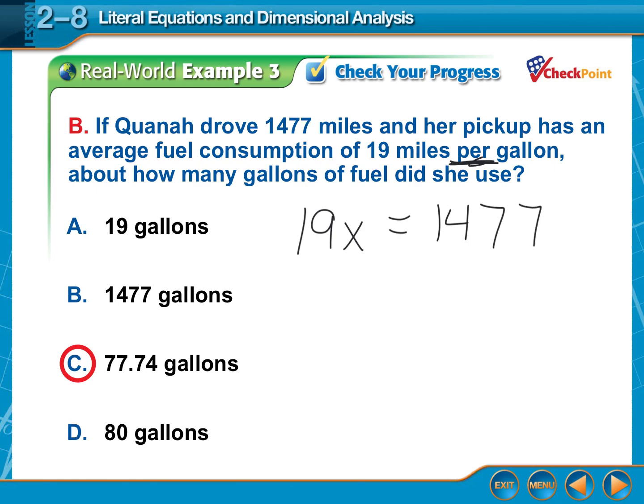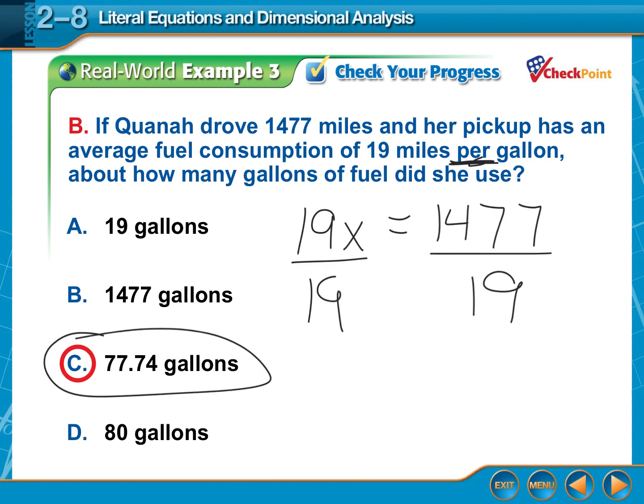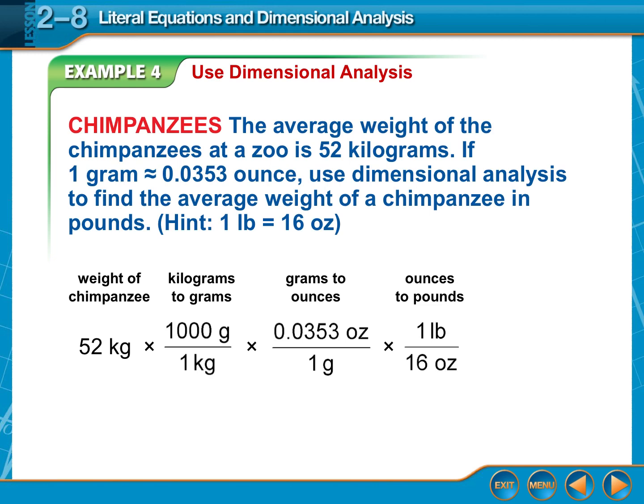1,477. Now it wants to know how many gallons, so how do we solve? Divide by 19. That's easy. It already gives us the answer. It is C. So you'll see problems like that where you set up your own equation and then solve your own equation.